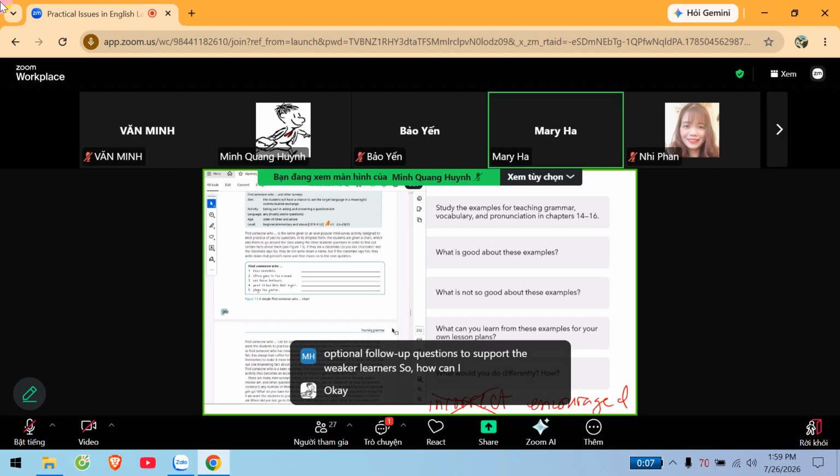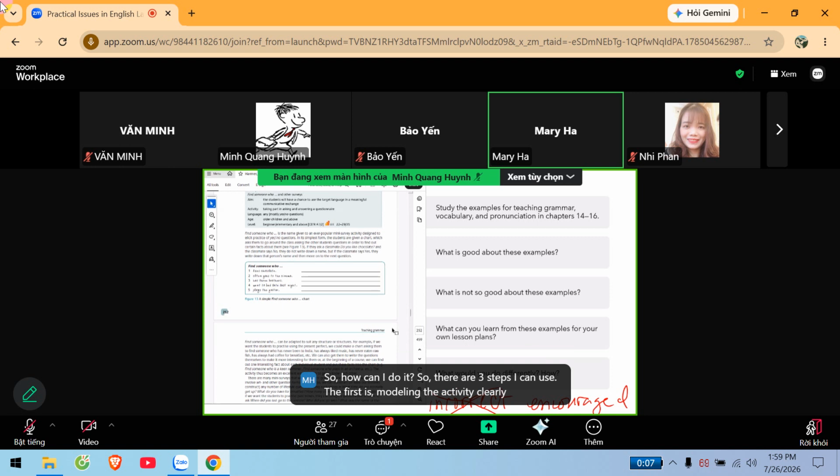So there are three steps I can use. The first is modeling the activity clearly with one student in front of the whole class. It looks like one example for all, they can learn from that. And the second is to set a clear time limit for the milling activity to keep the students focused on their task. And finally, when they finish the chat, I can ask a few students to report back on the interesting things they found about their peers or their classmates during a brief feedback stage.